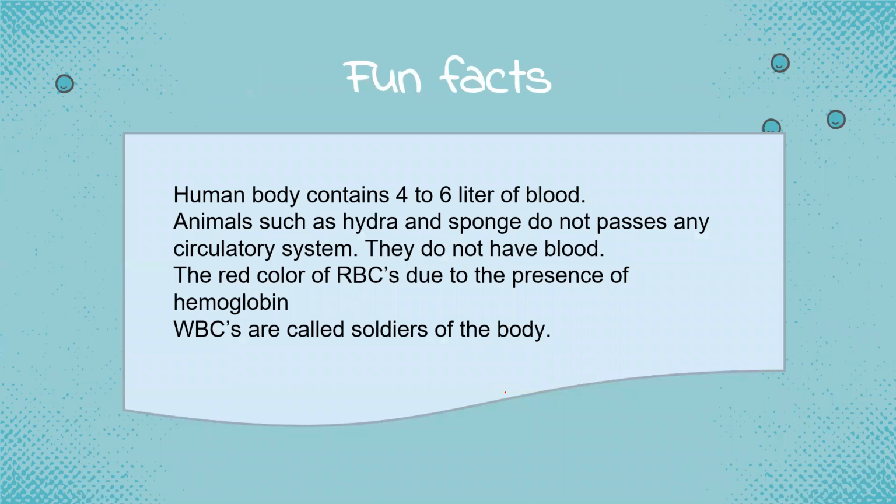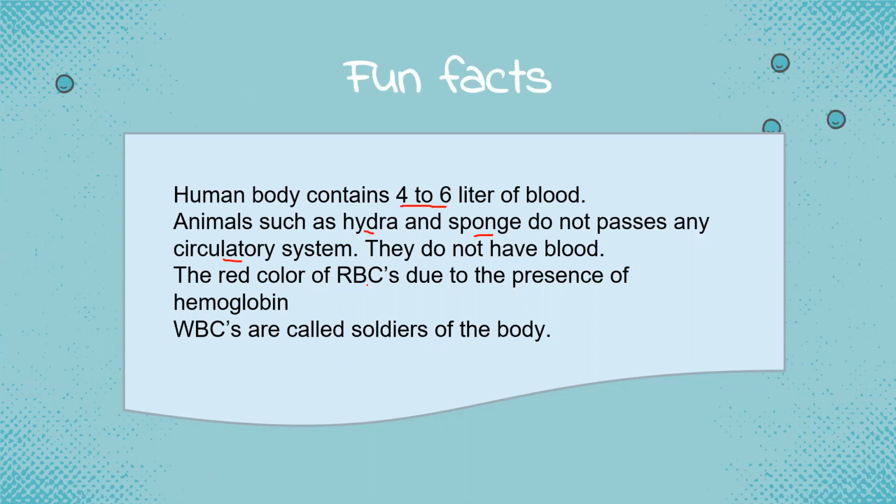So now some fun facts: the human body contains 4 to 6 liters of blood. Animals such as hydra and sponge do not possess any circulatory system. They do not have blood in their body, so they get their food from the water in which they live, and water carries away the body waste and carbon dioxide.